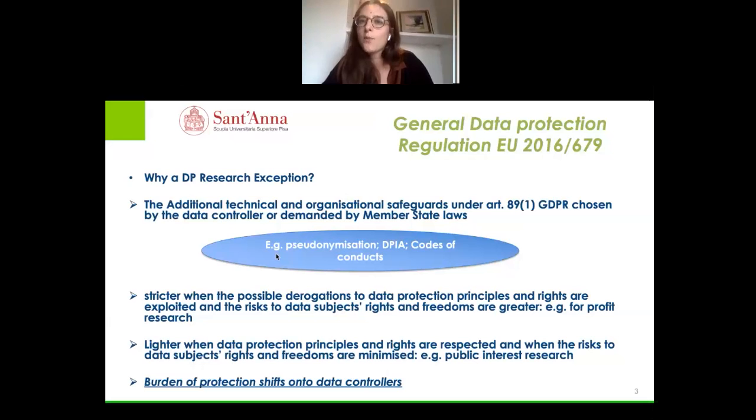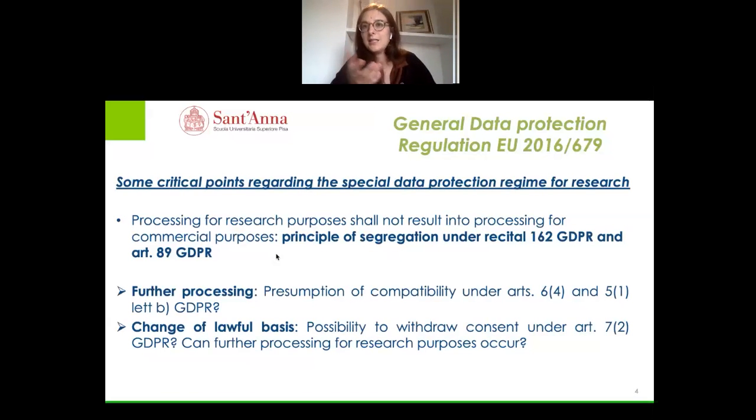Talking in more concrete terms, when it comes to for-profit research, the risks to data subjects' rights and freedoms will be greater, and so the technical and organizational safeguards which controllers are required under data protection law to implement have to be higher. Conversely, when the data protection principles and rights are fully respected in the ongoing processing operation, and the risks to data subjects' rights and freedoms are minimized and not identified as severe, for example in public interest research, where the risk to data subjects' rights and freedoms is lighter, then the technical and organizational safeguards can also be lighter under the data protection framework.